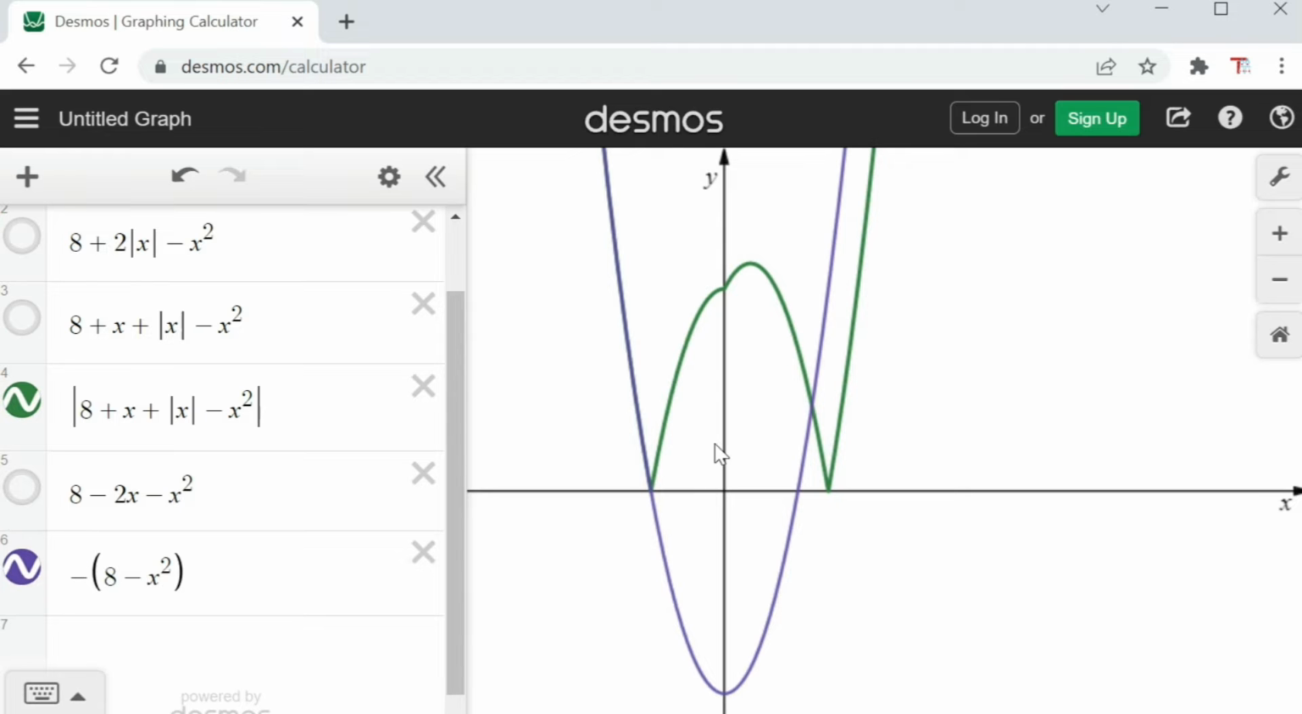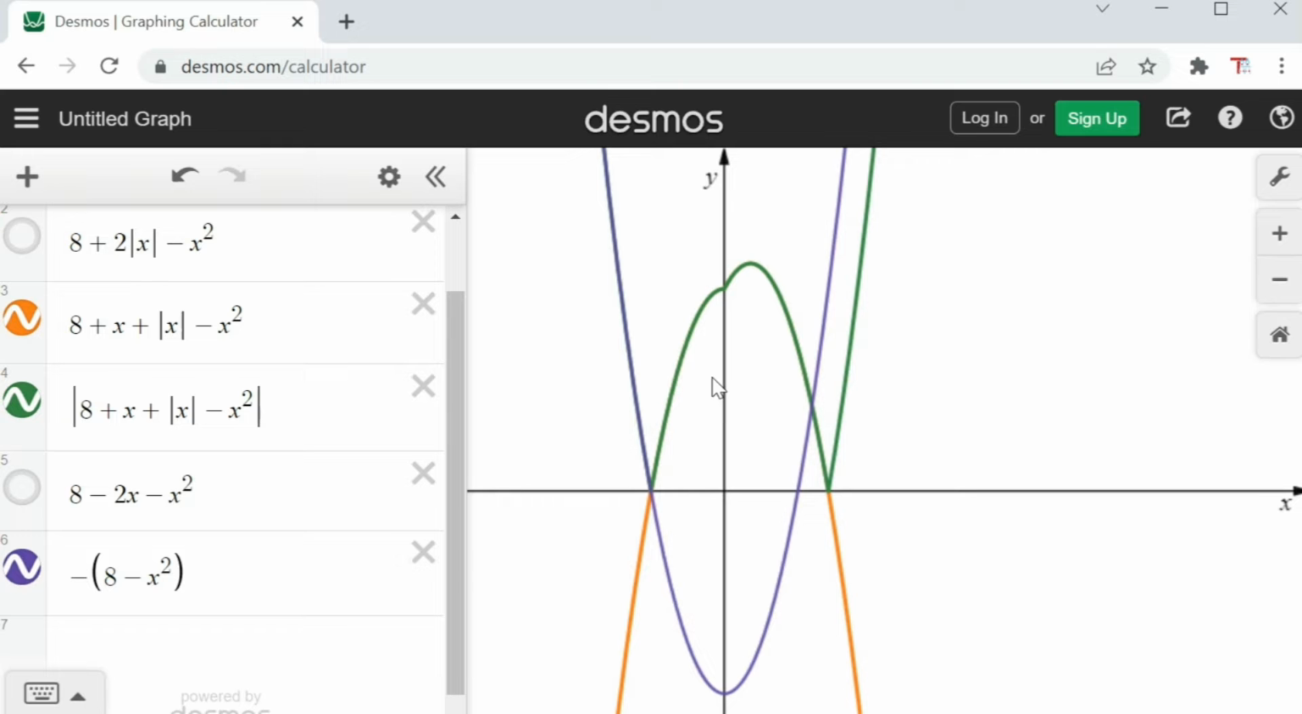The effect of modding a graph will just reflect it in the x-axis. And that's what this minus here does. The minus reflects the graph in the x-axis. And that's how we got that part and the other parts to equal.